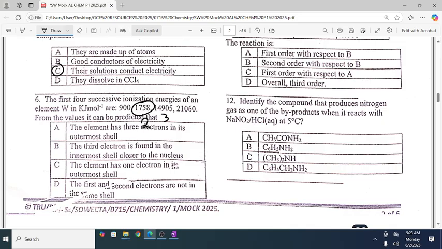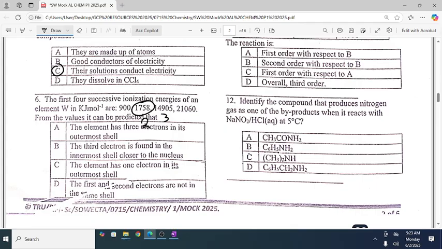That's 2 electrons in the outermost shell. So option A is wrong, because option A says has 3 electrons. If we check from 14,905 to 21,060, it's also a little bit high, about 6,000 and something. But we are first of all looking for where the initial maximum jump is. It's basically from the second to the third, so we dwell on the second. So you have 2 electrons in your valence shell. So option A is wrong.